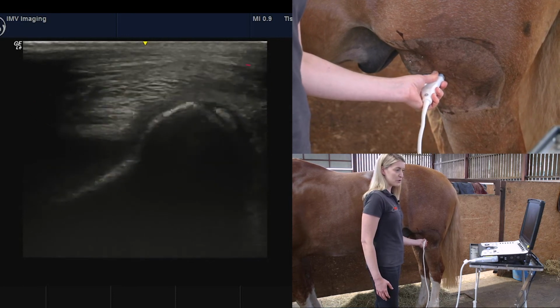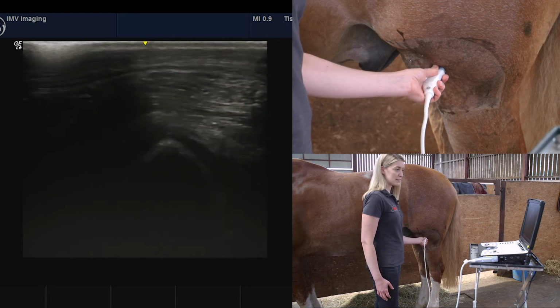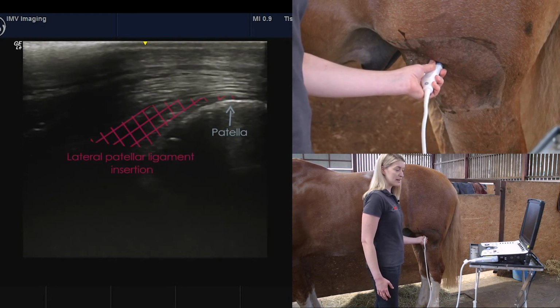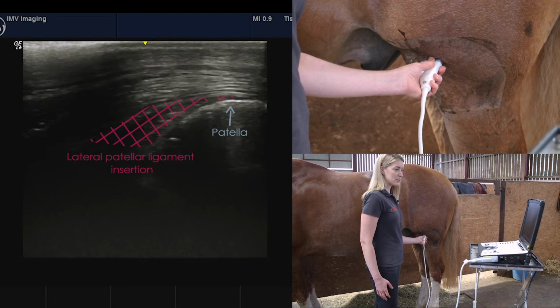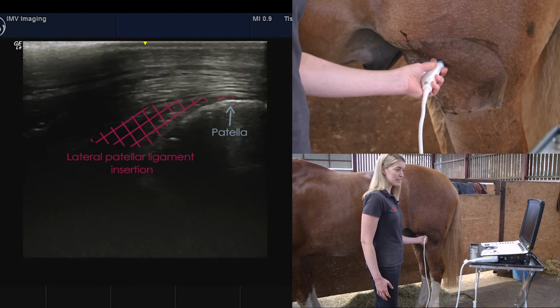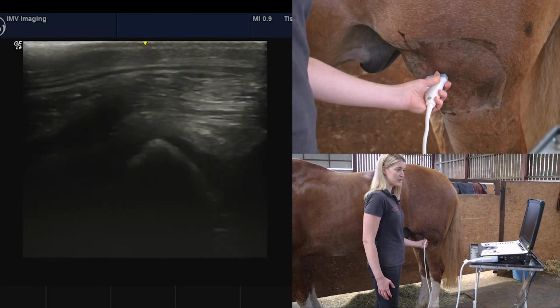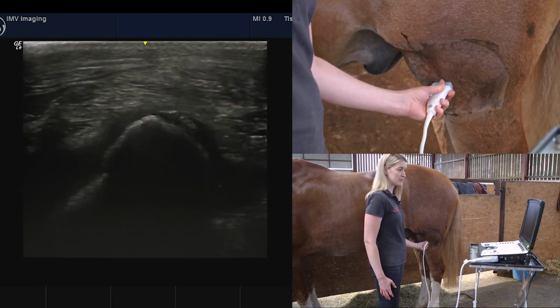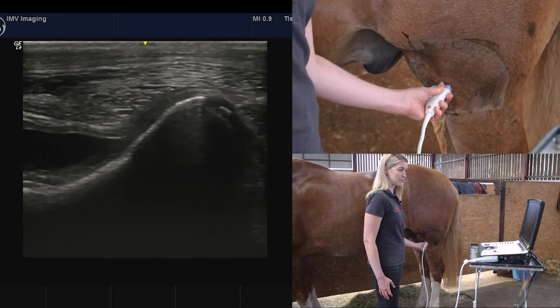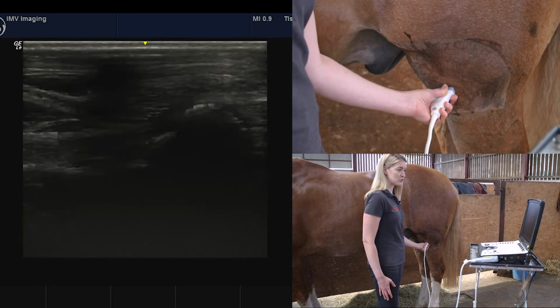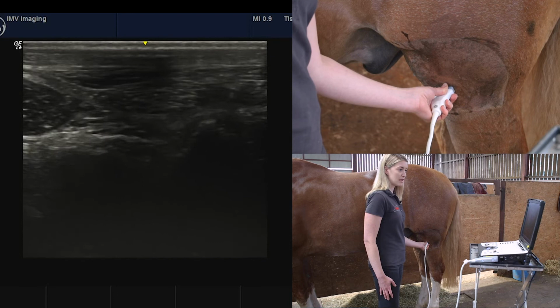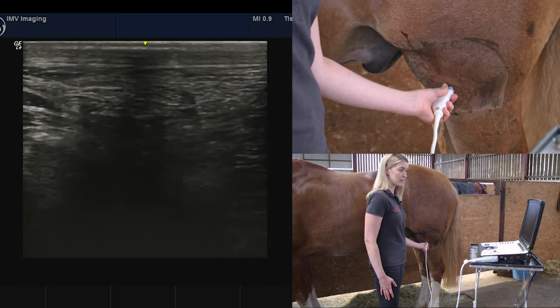By sliding the probe proximally, we can evaluate the origin on the distal lateral aspect of the patella. However, in this region, the ligament can be quite ill-defined and difficult to visualize. Moving distally, again we see the flattened crescent shape. And distal to the lateral trochlea of the femur, it becomes quite oval to triangular shaped.